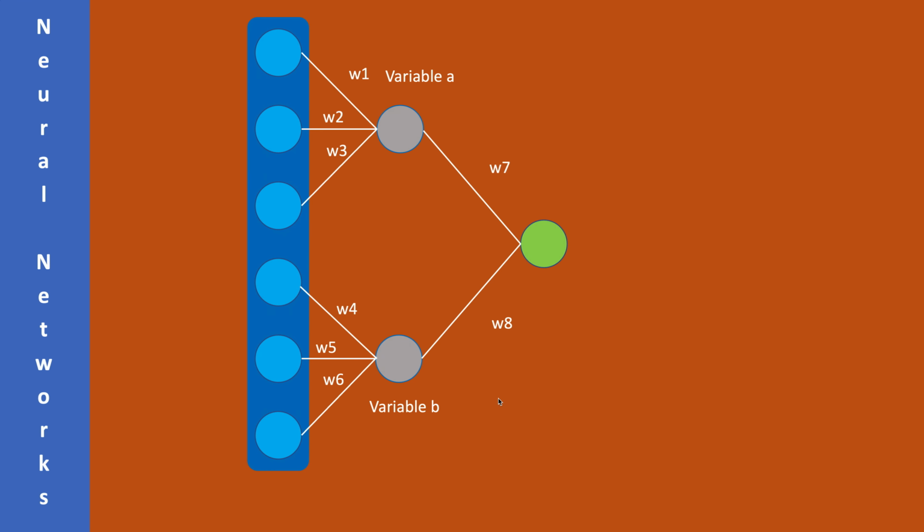This is a neural network. The circles in this network are known as neurons or cells. The neurons, which are colored light blue, are the input layer. The gray neurons are the hidden layer, and the green neuron is the output layer.